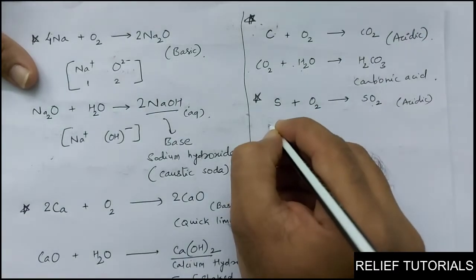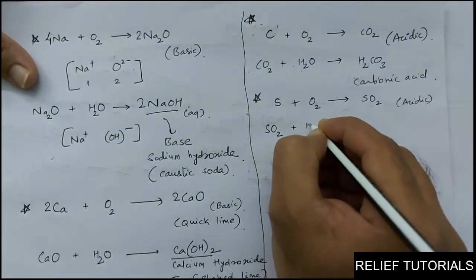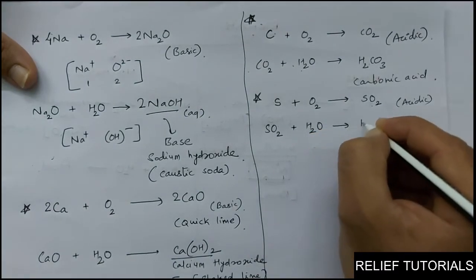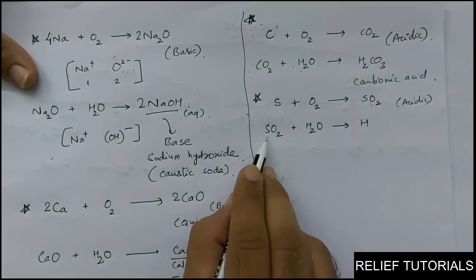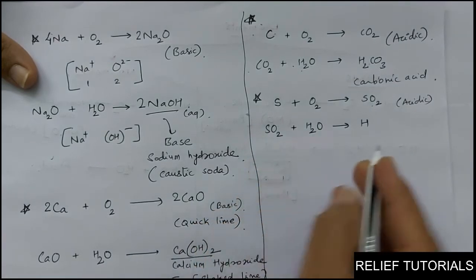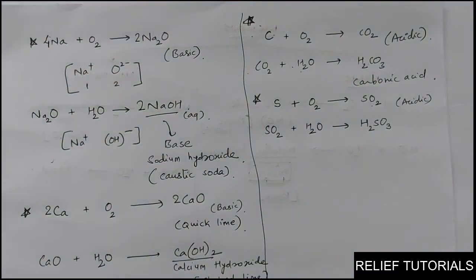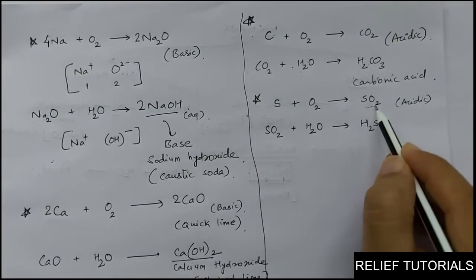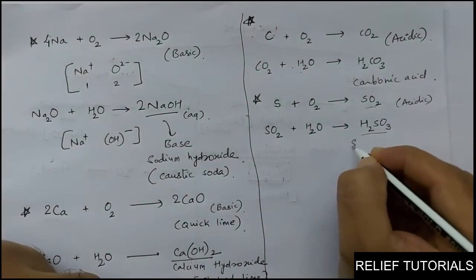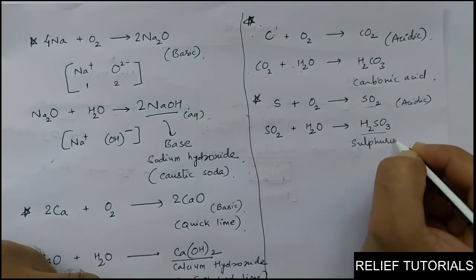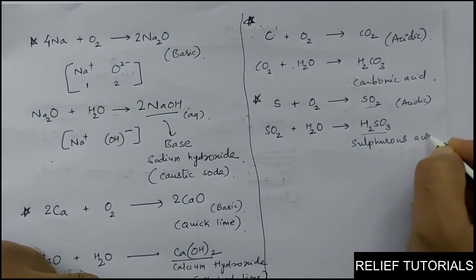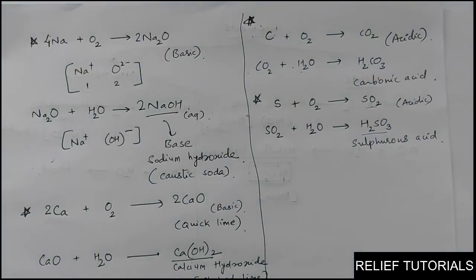Now this SO2, when dissolved in water, H2O, look at this, it is H2, S1 and O3. So it forms H2SO3. Most of the students write H2SO4. But no, sulfur dioxide forms H2SO3, sulfurous acid. In the last lecture, we made a list of some acids and bases, and in that we discussed this. H2SO3, the sulfurous acid, it is an acid.